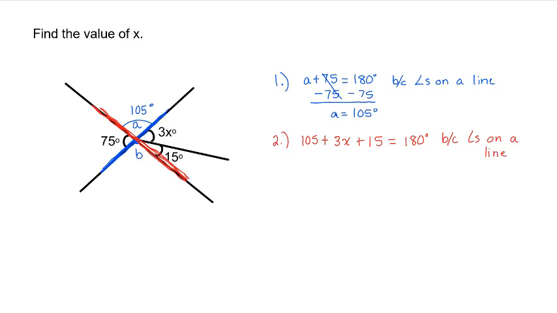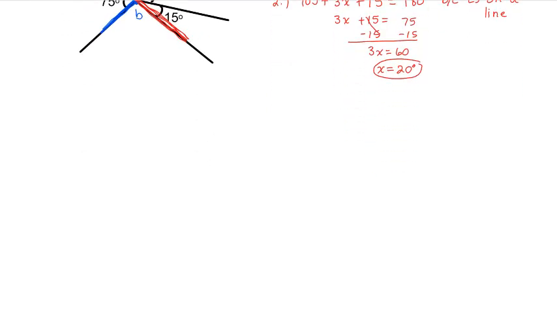So then I just solve for x. I'm going to subtract 105, and so I get 3x plus 15 is equal to 75. And then I subtract 15, and I get 3x is equal to 60. Divide by 3, so x is equal to 20 degrees. And that's my answer for that proof. All right, let's look at what's next.